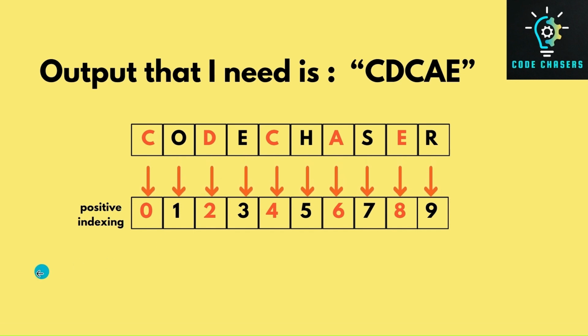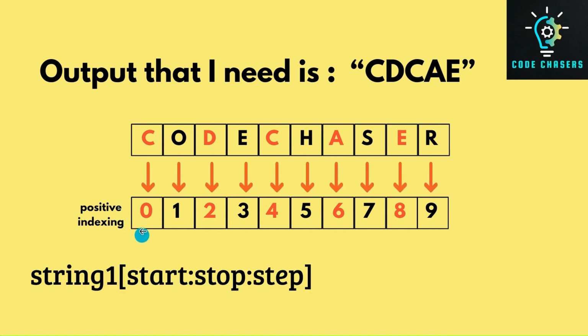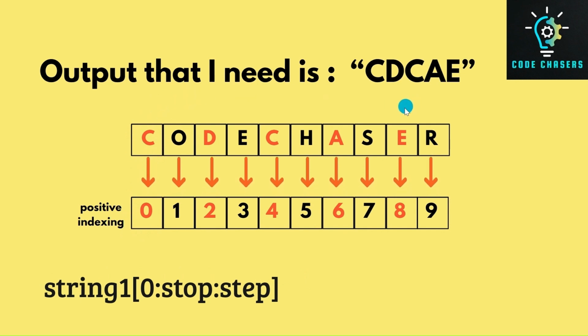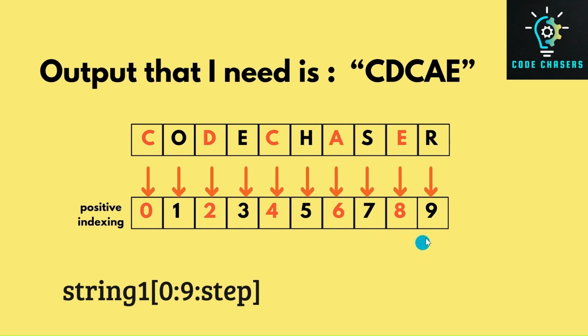Here, my start parameter will be the position at which my slice starts. My slice starts at index 0, that is C. And my slice ends at character E, index number 8. So my stop parameter will be 9. Why? Because the stop parameter is exclusive. That means the index that we provide in the stop parameter is not included. The index just before the stop parameter will be included. If we provide 9, the Python interpreter will include up to 8. So we have to give the stop parameter as 9.